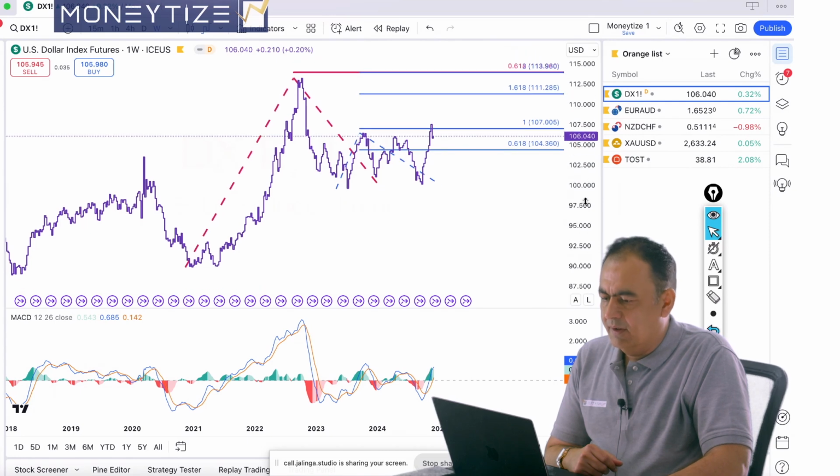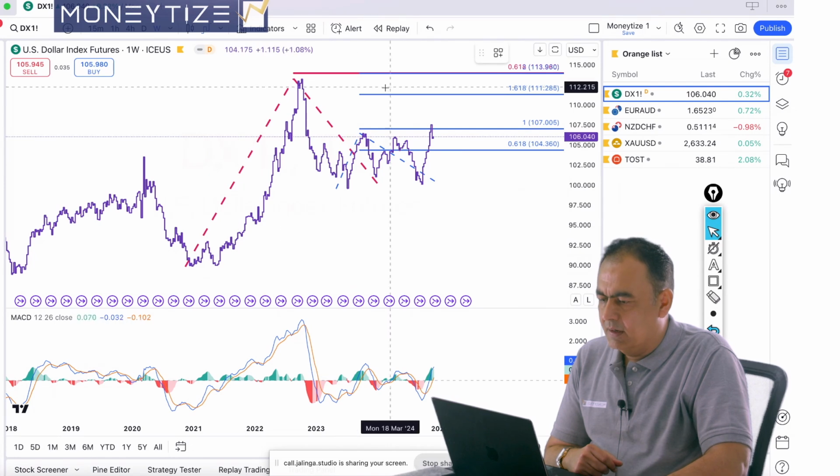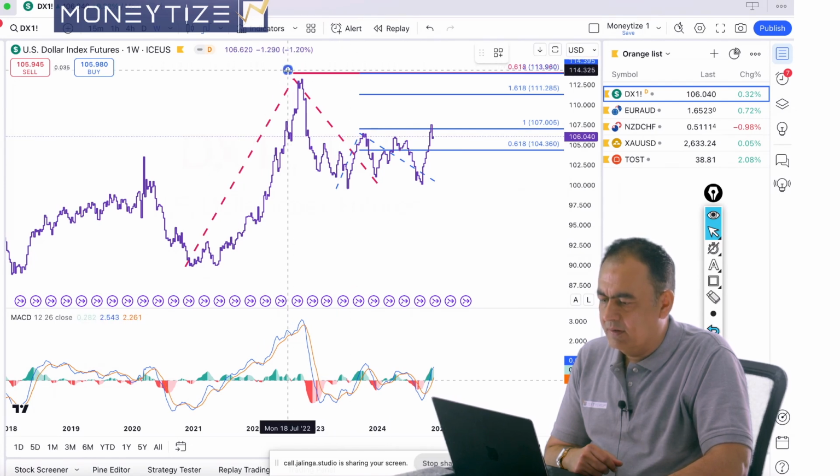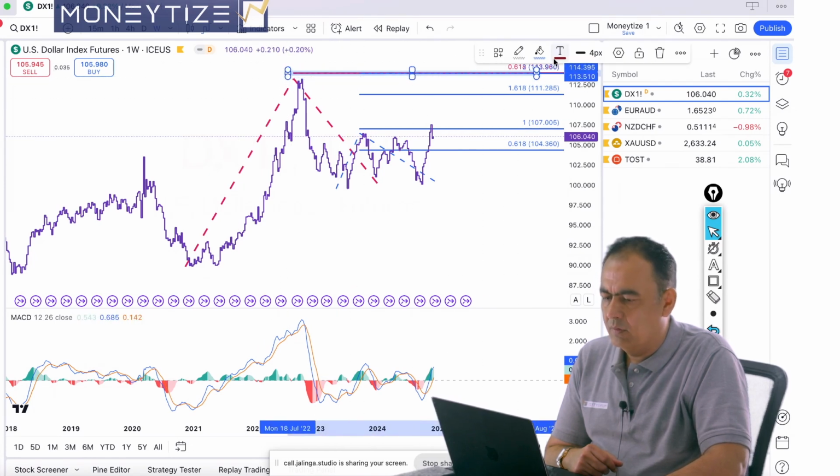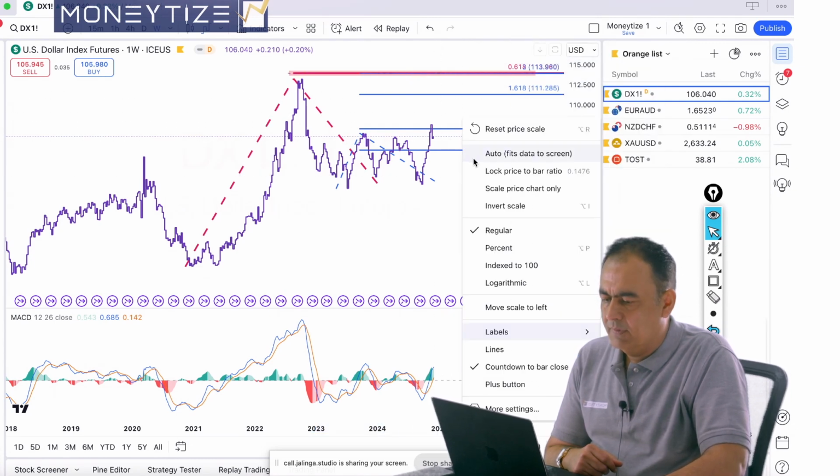Now if you notice, we have a super strong magnetic resistance area at 113.96, or in round numbers 114. So this is going to be the long-term scenario.